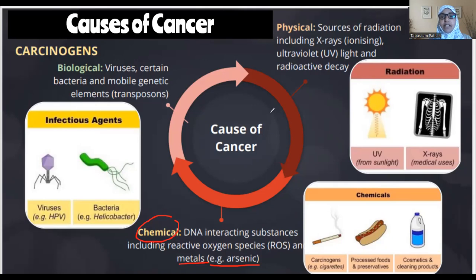Then you have these physical causes. Physical causes are basically UV rays, X-rays, constant or more frequent exposure to these X-rays or ultraviolet rays, radioactive decay rays, which can lead to penetration of these rays into the cells and have an effect on the DNA, which can cause mutations. So those are physical agents, and finally biological agents like viruses, bacteria, certain elements of the genetic system of viruses and bacteria known as jumping genes, that is transposons, which can cause cancers.